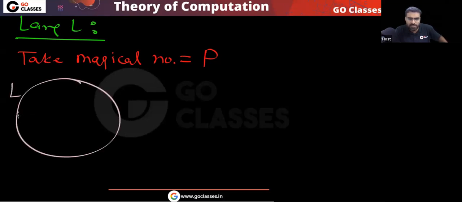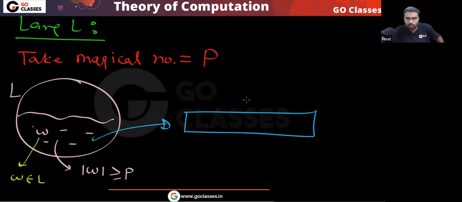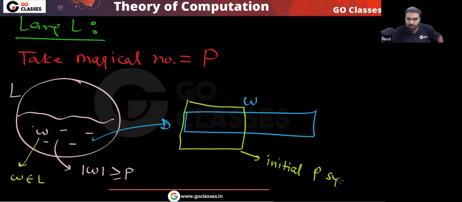This is your language L. In this language L, you only need to consider the strings whose length is greater than or equal to P. Remember, this W belongs to L. For every such W, within the first P symbols, these are the initial P symbols.